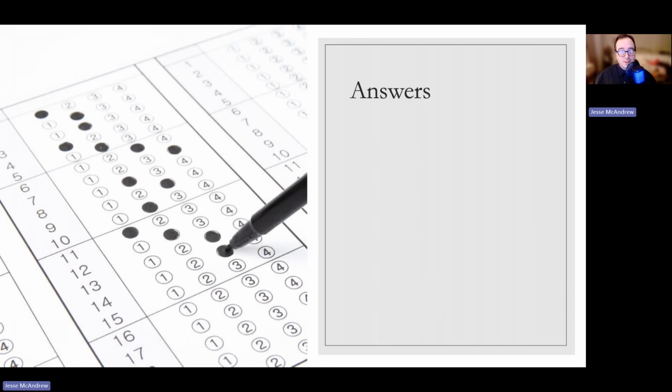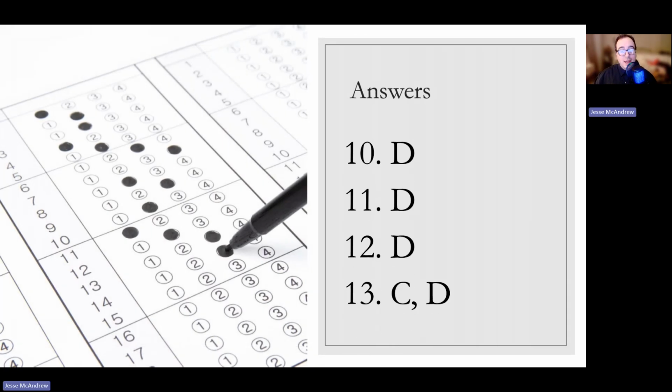So moving on to the answers in this section. For number 10, we have D. You'll notice a trend for these answers. 11, we have D as well. 12 is also D. And for 13, the first one is C, and part B, or I guess the second part, would be D.